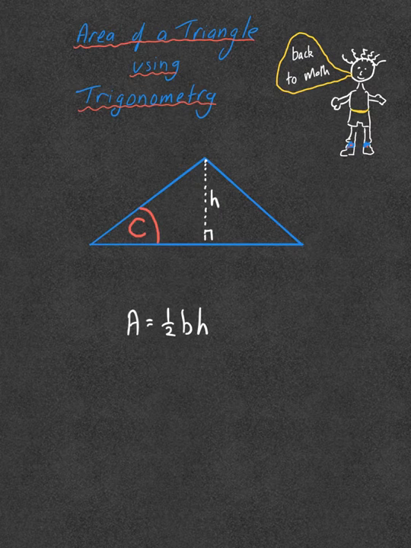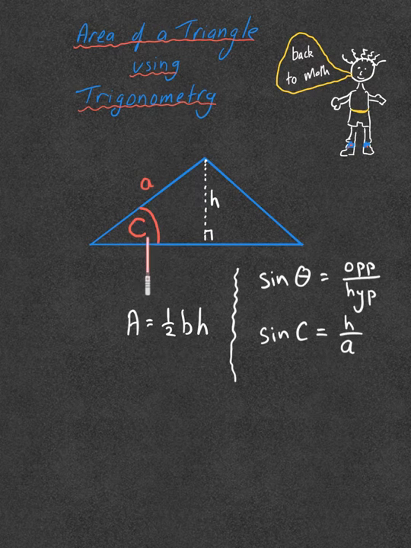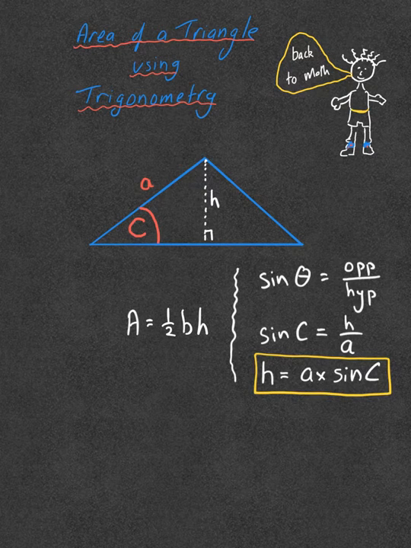Now if we consider angle C that I drew, we can write a sine relationship in this triangle here that involves angle C, the height H, and this side here, which is the hypotenuse of our triangle. Let's call that side A. So sine theta is opposite on hypotenuse. So sine C is equal to H divided by A. Rearranging for H, we get H equals A times sine C.